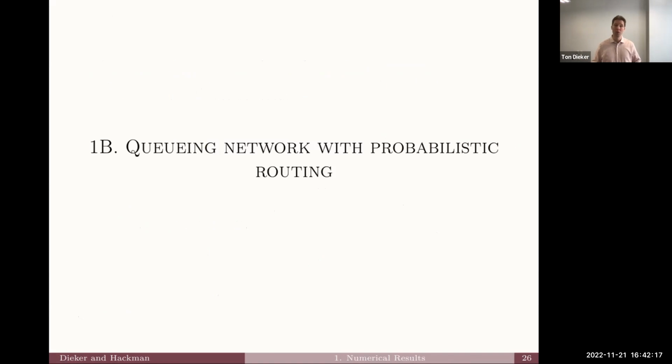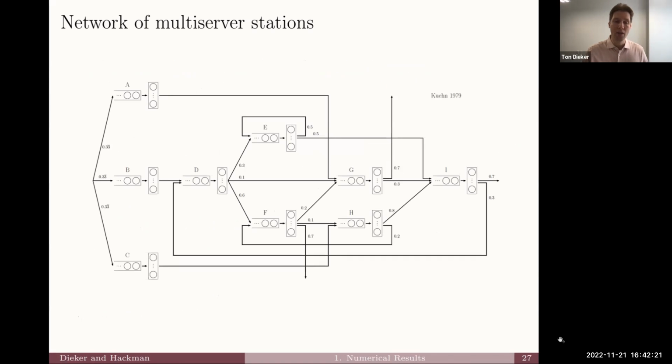Now let's go to a network with probabilistic routing. Here's the network that we look at. So this network is a variation of a network that was proposed by Kuhn back in the day, '79. There are 3 stations that receive external arrivals. There's one station that has re-entrant flow to itself. And then there's also re-entrant flow between F and H. And the probabilities on each of these arcs are the routing probabilities. This network has 9 stations.